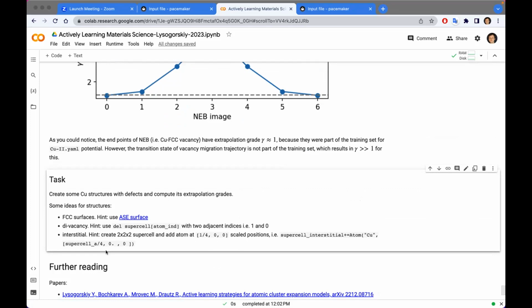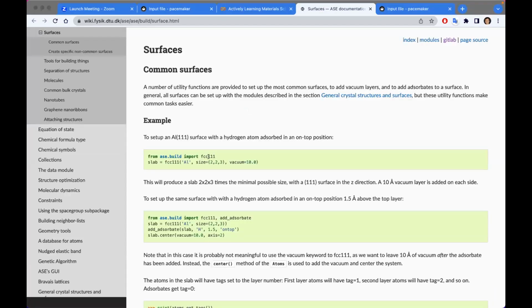So for example, some ideas to try. You can create surfaces with ASE. Just check this link. There is a build subpackage. You can create FCC, just put copper here, set the calculator, and compute the potential energy, and then check this gamma and see if it's more or less than 1.